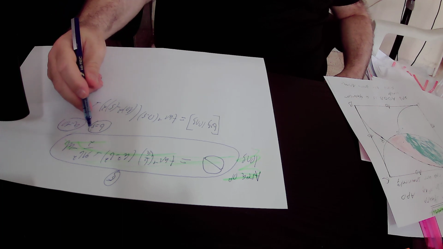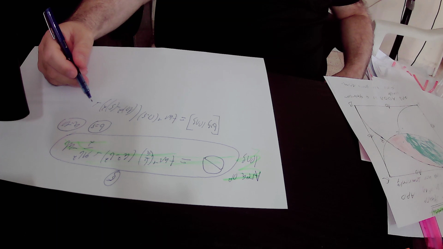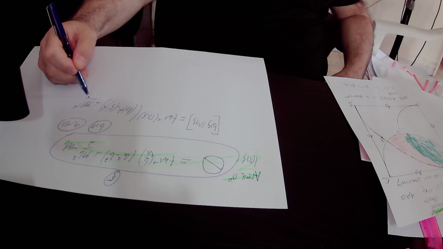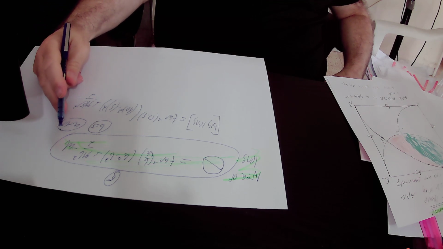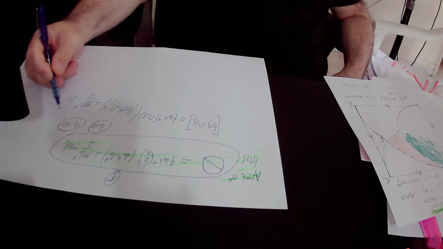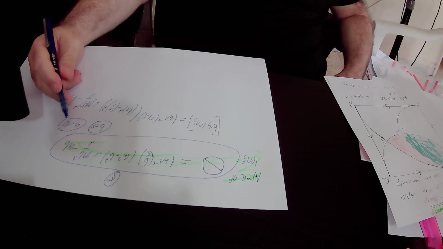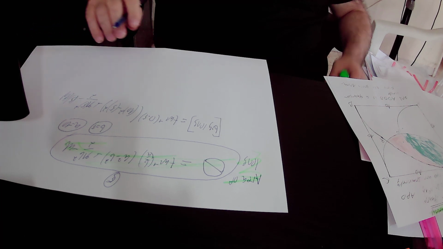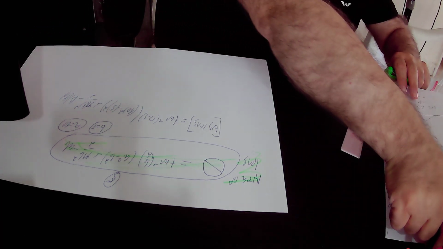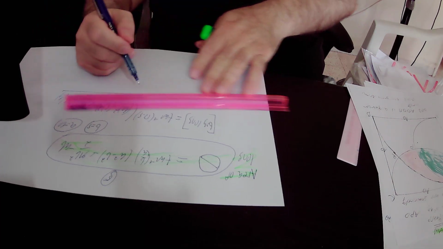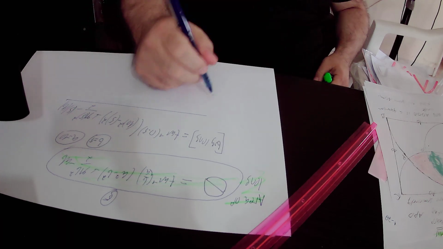Plus pi b squared over 2. B is 5, so b squared is 5 squared, over 2, minus a times b. B is 5 and a is 10, so it is minus 5 times 10. So the area of the big lens equals to this expression.